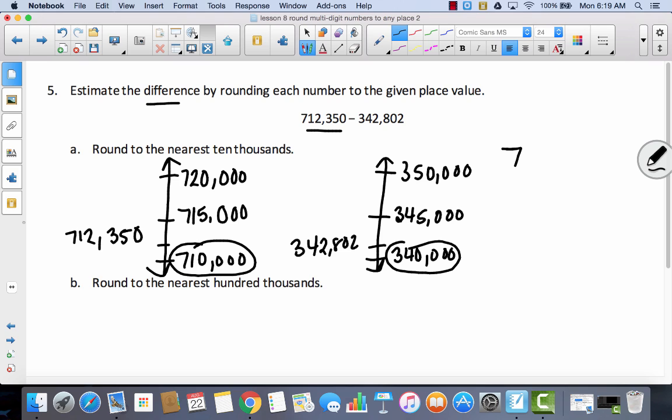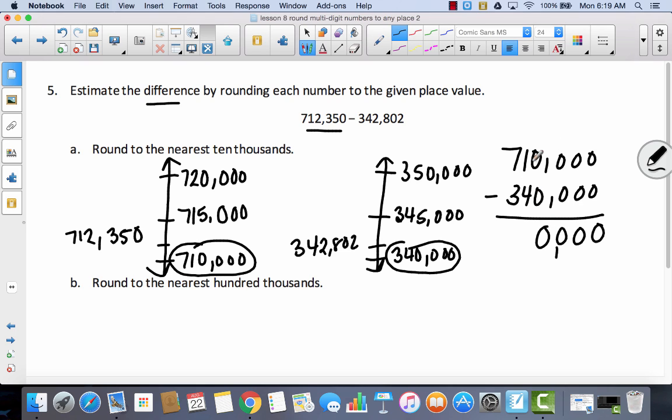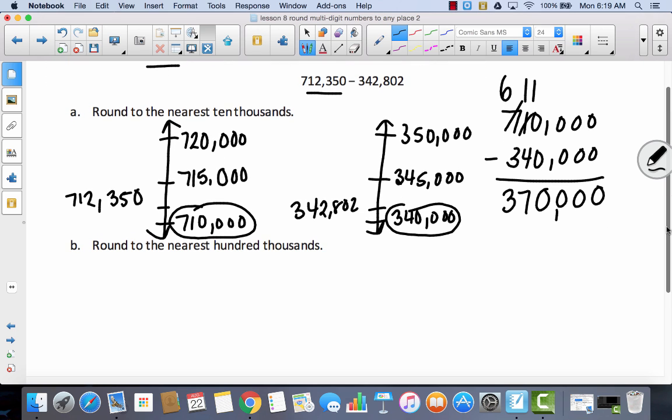So now we have 710,000 minus 340,000. All of my zeros are going to stay the same, and this will be 0. Now if you remember, I cannot take 4 from 1, so I have to regroup, and the 7 would become a 6, and the 1 would become 11. So 11 minus 4 is 7, and 6 minus 3 is 3. So this would be about 370,000.